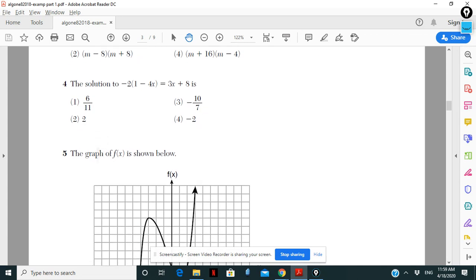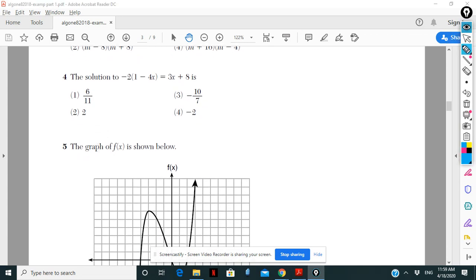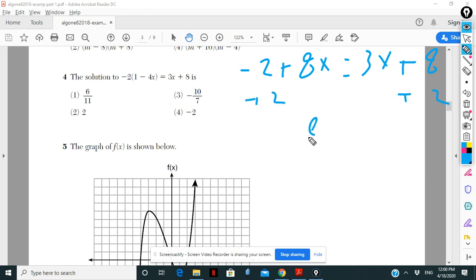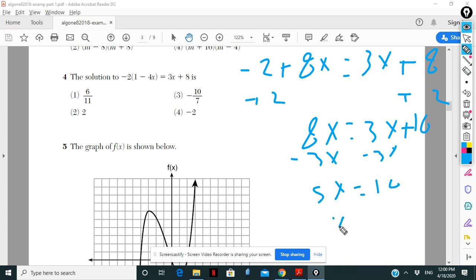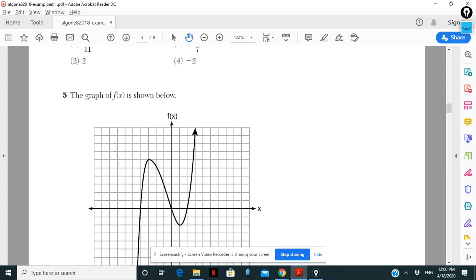Question number 4. The solution for that equation is, so the first step I'm going to distribute. So negative 2 plus 8x equals 3x plus 8. I'm putting the x terms on one side, so 5x equals 10, so x equals 2. So the answer is 2.